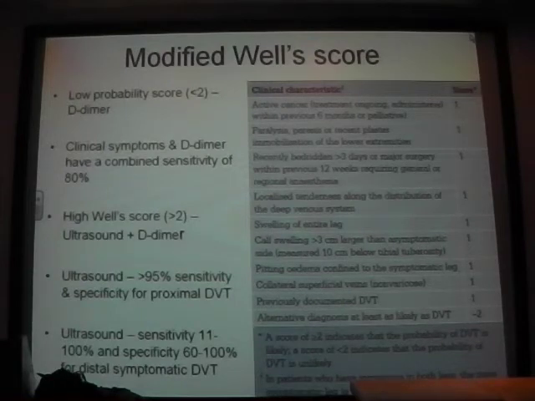It's definitely worth thinking about it and bringing them back. If you have a strong clinical suspicion, treat them for the DVT, and you can always repeat the ultrasound in a couple of days' time. And as you can see, the sensitivity can vary massively for detecting DVTs depending on where it is in the leg.